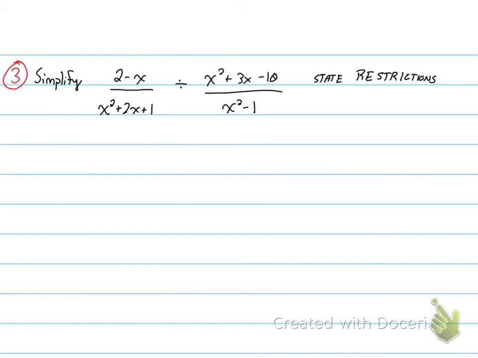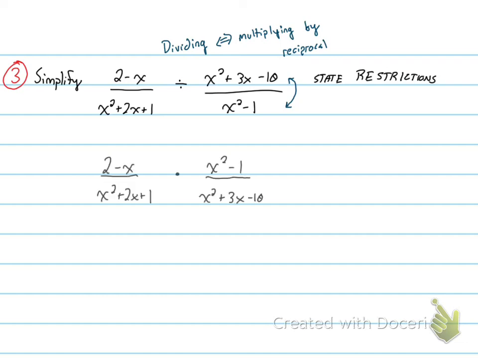It's important to remember here that dividing is the same thing as multiplying by the reciprocal. So all I really have to do is take the second expression, flip it, and now it's a multiplication problem. I'm going to rewrite it like this: same expression on the left, all times x squared minus 1 all over x squared plus 3x minus 10. The only thing that I did here is flip that second expression, and now I'm just going to multiply it, the same thing as I did in the last problem.